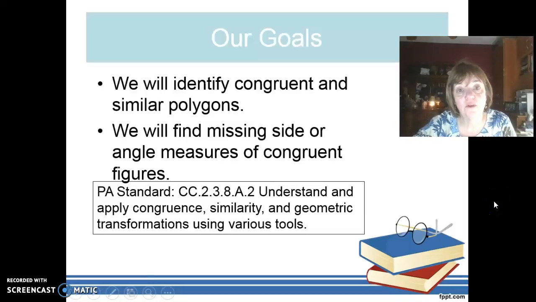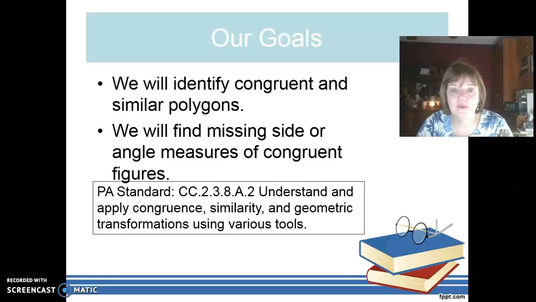Well, hello and welcome to a new unit in math class. Today we're going to identify congruent and similar polygons. Don't panic, I know the words sound a little mysterious, but don't worry, it's really not hard at all. And while we're doing that, we're going to find missing side or angle measurements of congruent figures. Wow. Okay. So, what do those big words mean?